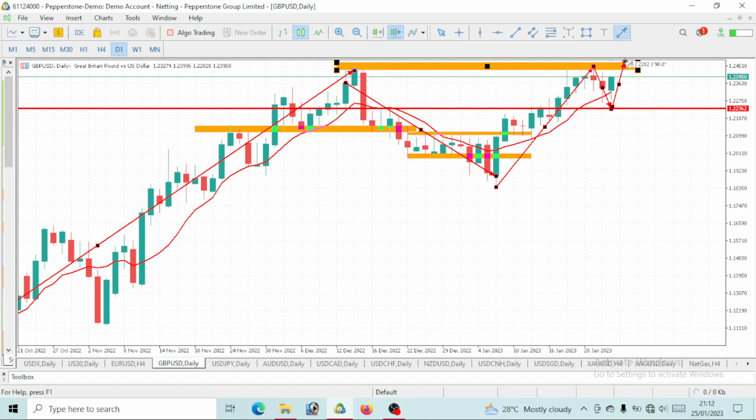So let's see if tomorrow, if possible, we would have a breakout at this level. I think there will be news on USD released tomorrow, so let's see what that news will be. So this GBP USD, we want to see it go bullish.